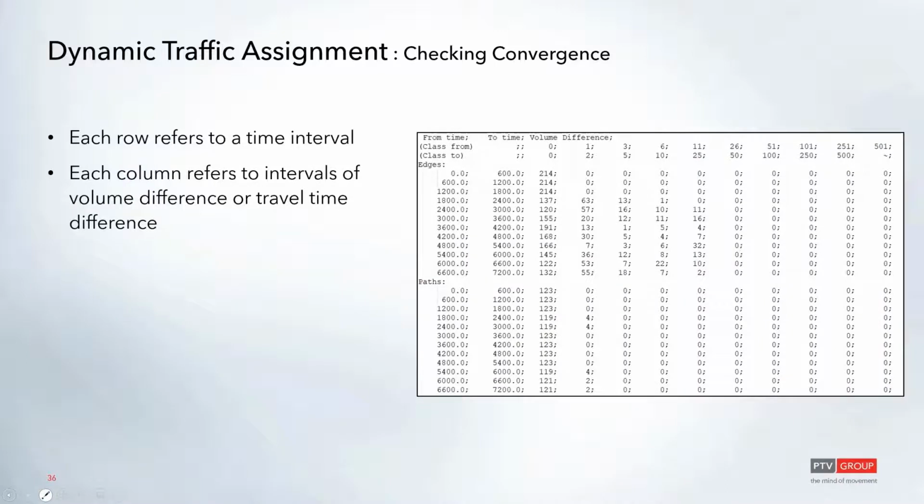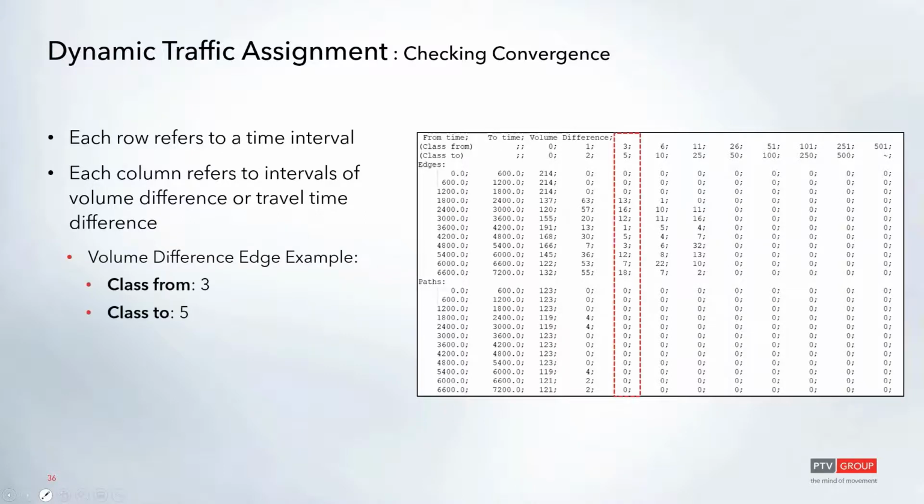And just wanted to take a close-up look at what some of these values mean. So essentially we've got each row that's going to refer to a different time interval in the simulation. So for example, like 600 seconds to 1200 seconds. And then each column is going to refer to either a difference in volumes or a difference in travel times, depending on if you're looking at the top section of the file or the bottom section of the file.